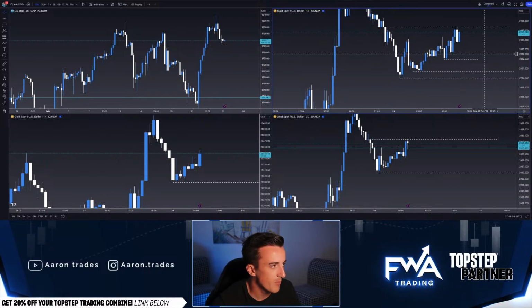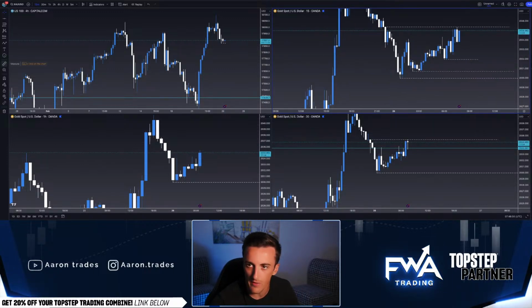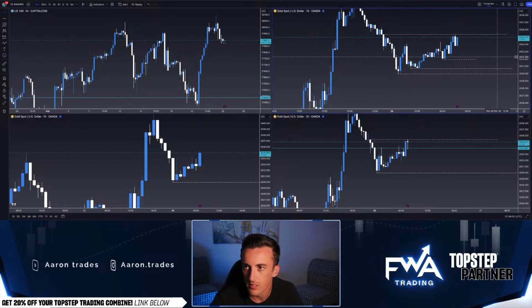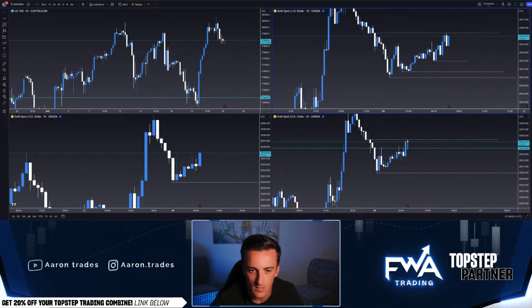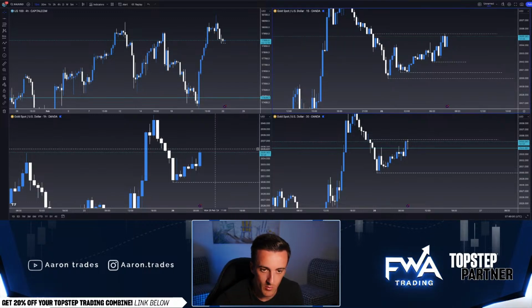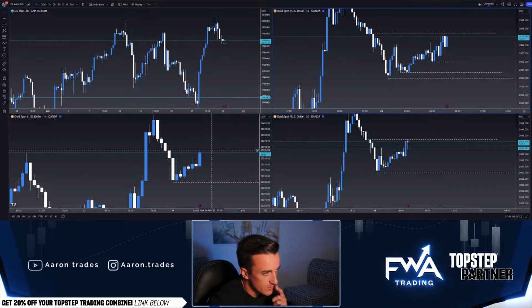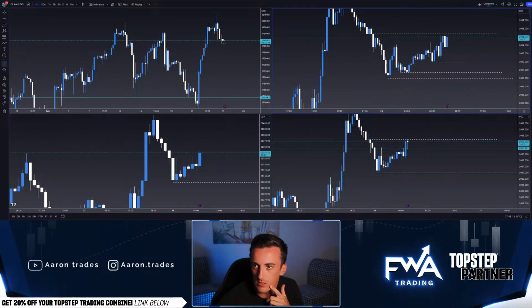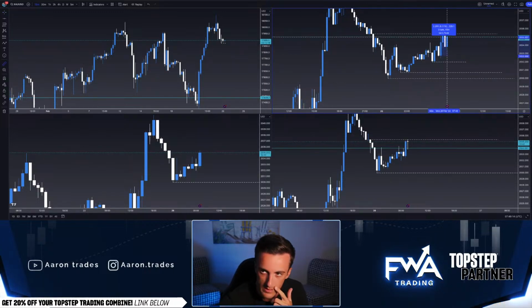You measure 20 ticks, and you can get that at literally any session at any time of the day. That's why I don't even stay up for the New York Open too much. Like, this is already enough of a, what's this? This is like a 27 tick move for the day.